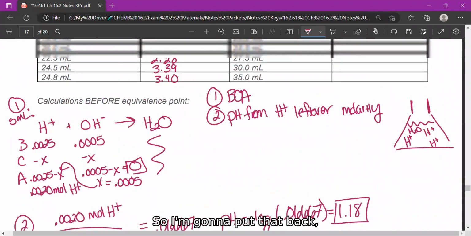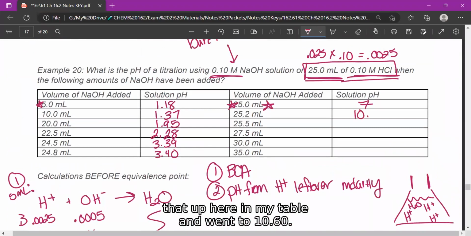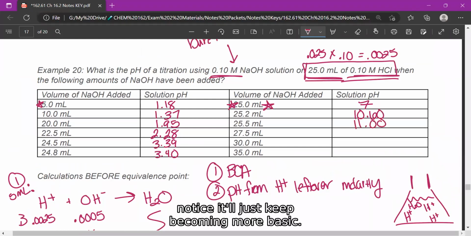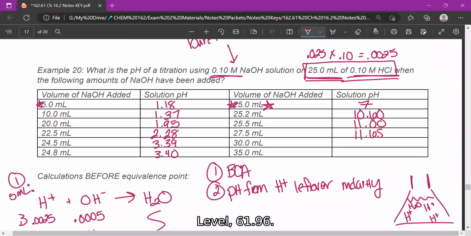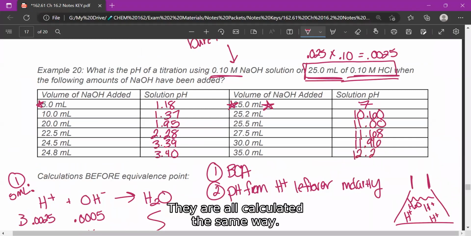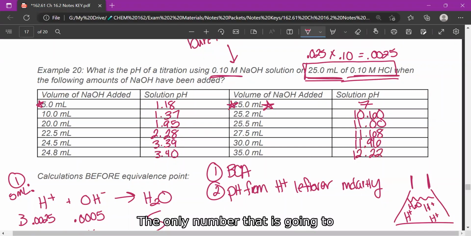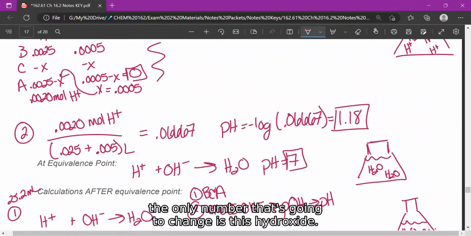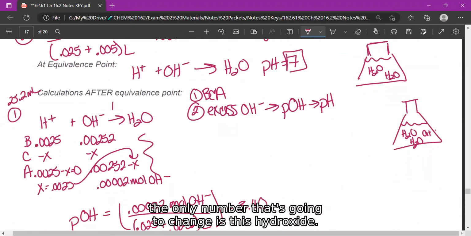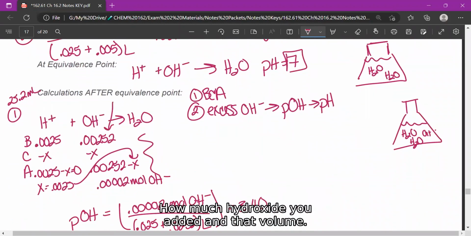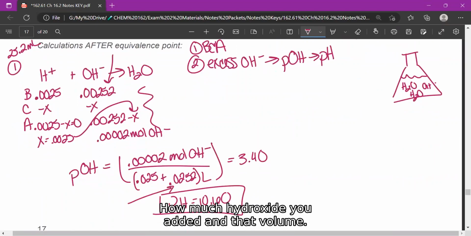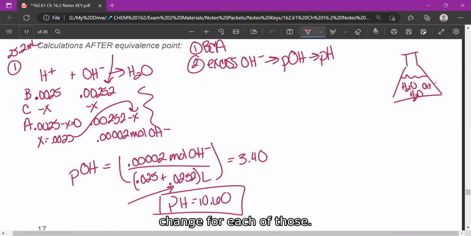Okay, so I'm going to put that up here in my table. It went to 10.60. Now you can calculate all of these and you'll notice it'll just keep becoming more basic. 11.68, 11.96. They are all calculated the same way. Okay, the only number that is going to change for these, if you look down here, is this hydroxide, how much hydroxide you added, and that volume. So that's the only thing that's going to change for each of those. I got extra hydroxide, so it makes it more basic each time.